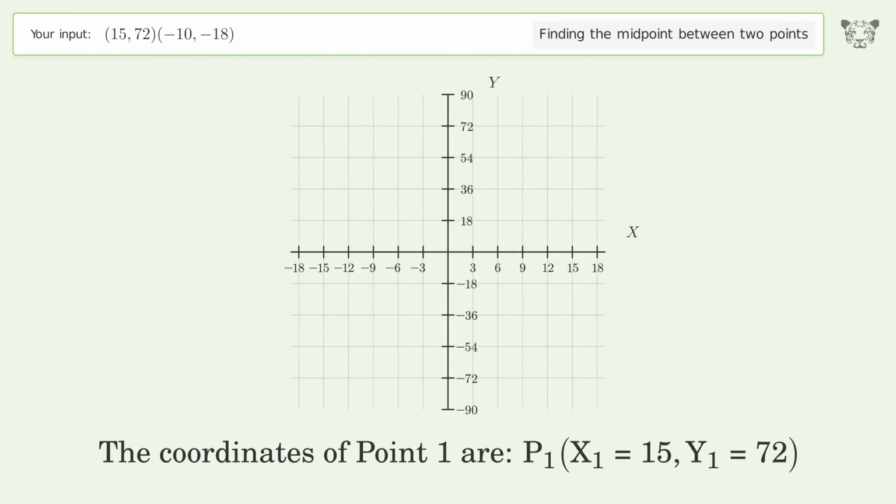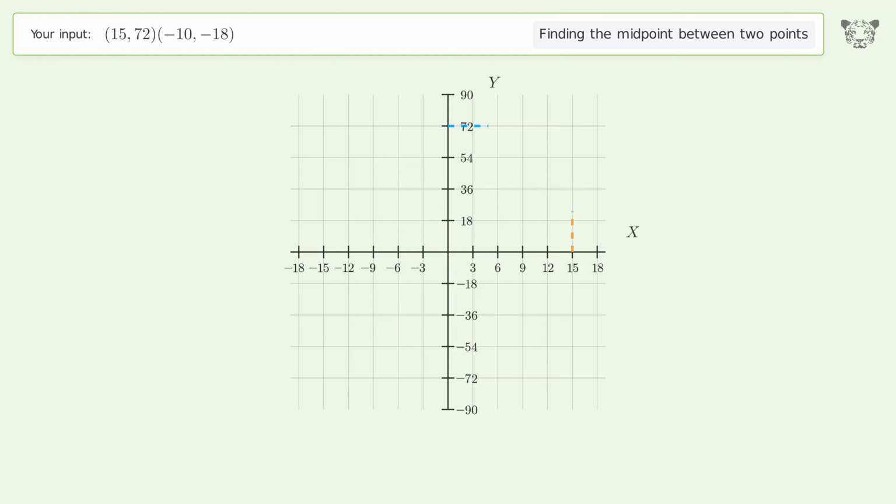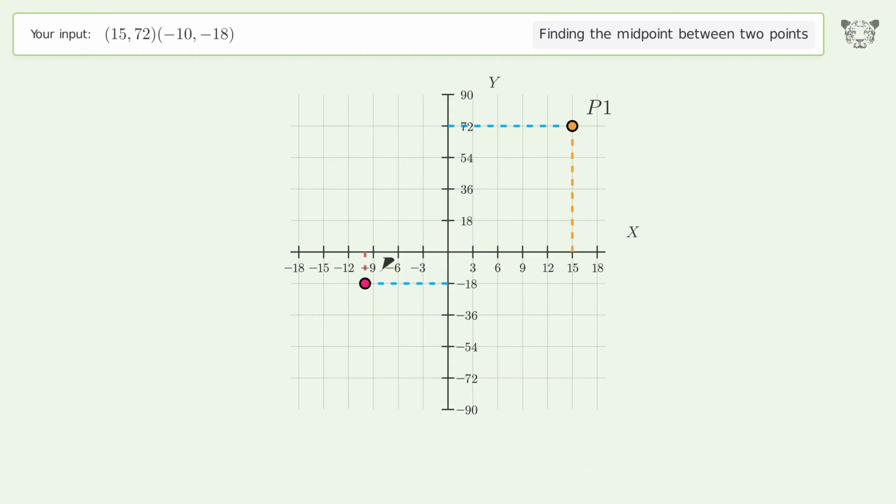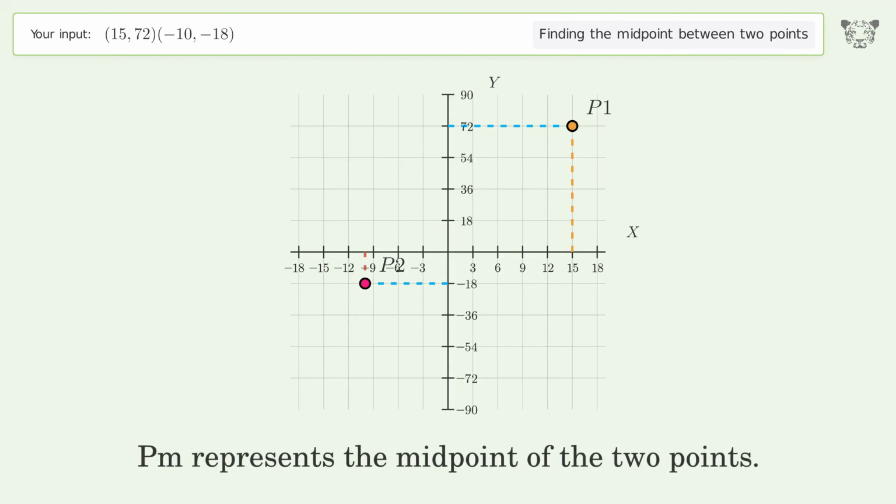The coordinates of point 1 are x1 equals 15, y1 equals 72. The coordinates of point 2 are x2 equals -10, y2 equals -18. PM represents the midpoint of the 2 points.